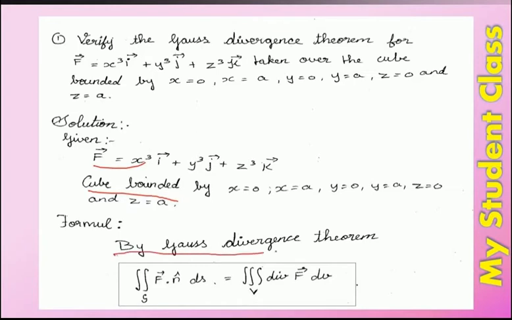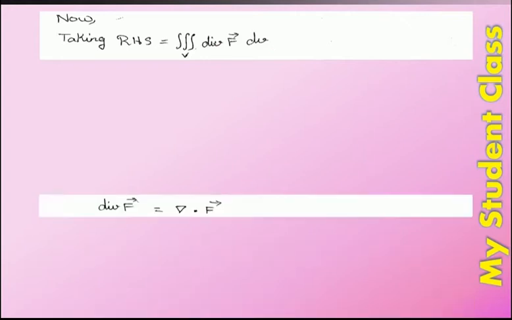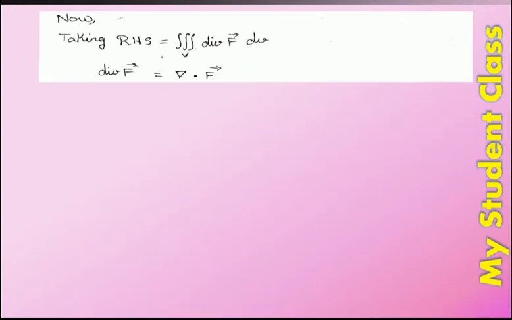So the formula for the Gauss Divergence Theorem: double integral over S of f vector dot n cap dS is equal to triple integral over V of divergence f vector dV. Now we want to find whether the surface and volume integrals are equal or not through the Gauss Divergence Theorem. We are going to prove that. Now I'm going to take the RHS, the right hand side of the formula, triple integral over V of divergence f vector dV. Divergence f vector can also be written as del dot f vector.